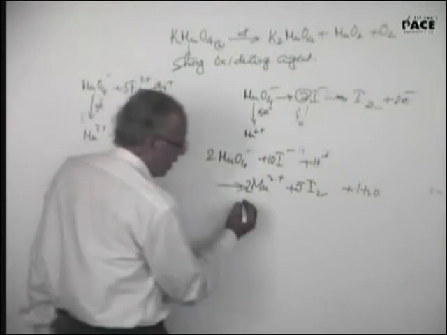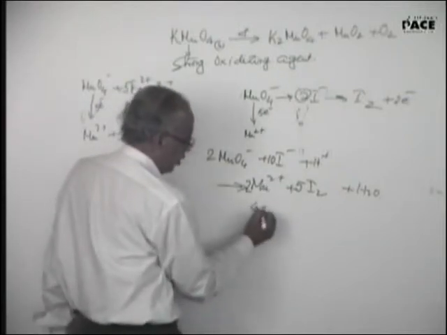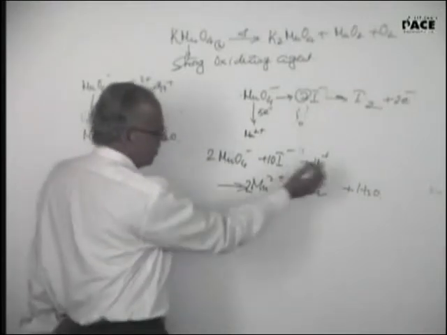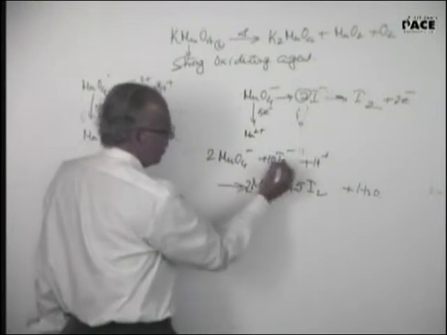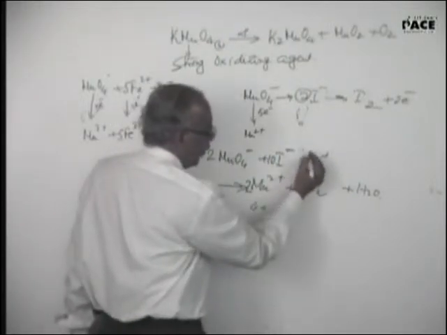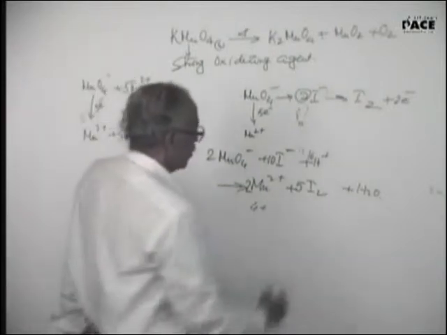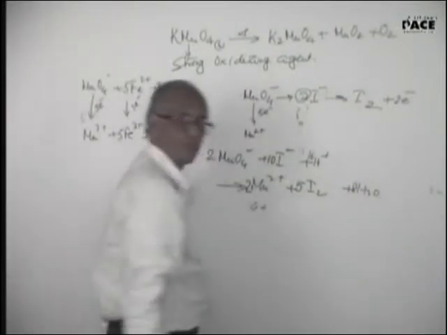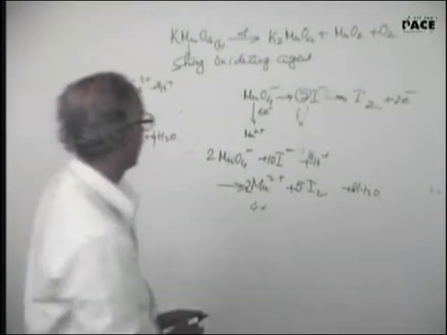Now you see the charge of the manganese. 2 into 2, 4 positive charge. Make the left hand side 4 positive. So you have 2 negative and you have 10 negative. So you have to have 16 H plus. So you will have 8 water.